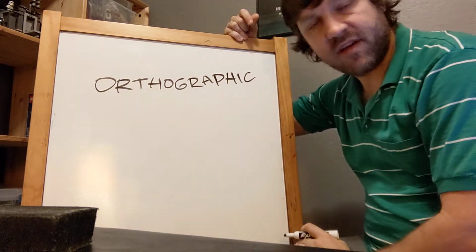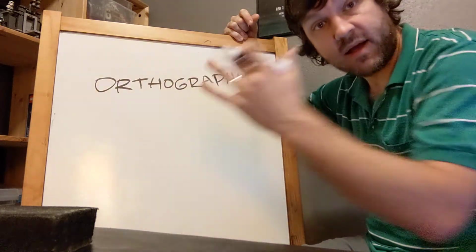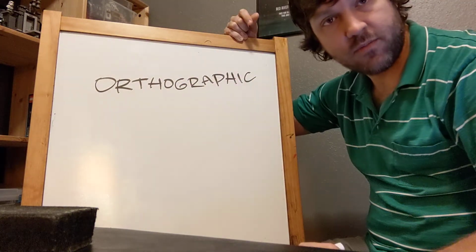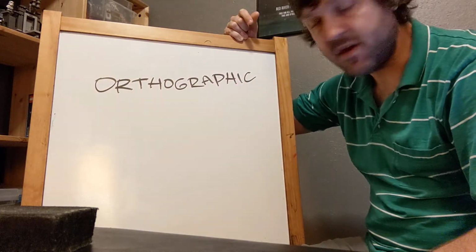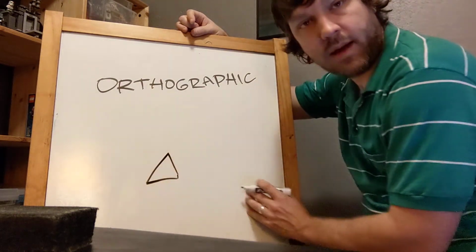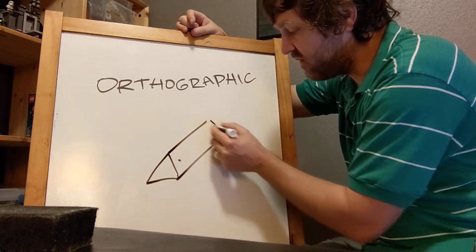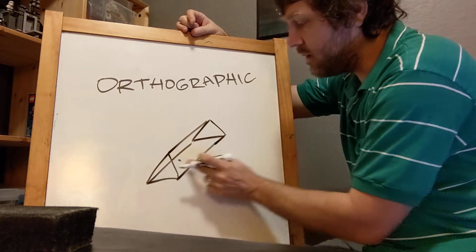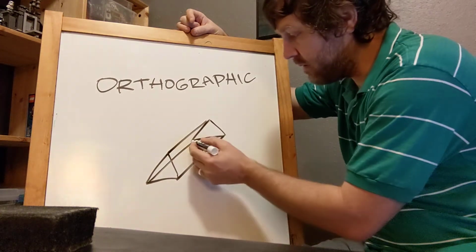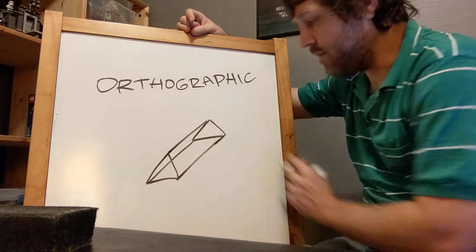And so orthographic is going to take a shape, and it's going to look at it from front, back, left, right, top, bottom view. Okay, so it's going to do all those different views. And so let's use as an example a triangular prism. Okay, so let me draw one real quick. Now, obviously, I'm drawing it first in an isometric way. And so here's my figure.